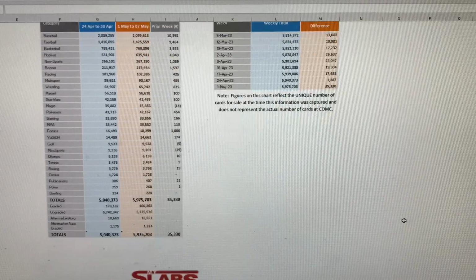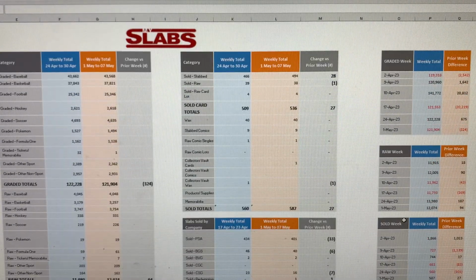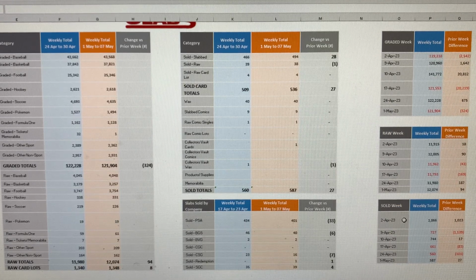So moving on to MySlabs. All right, MySlabs. Let's check out what is for sale on MySlabs. There are currently 121,904 graded cards up for sale on MySlabs, a slight decrease compared to last week by 324. Raw cards, there are 12,074 raw cards for sale, increased by 94. And raw card lots, there are 1,348 of those.